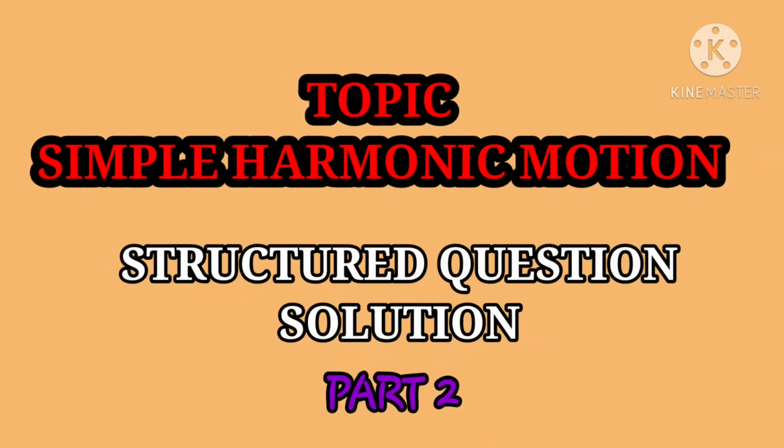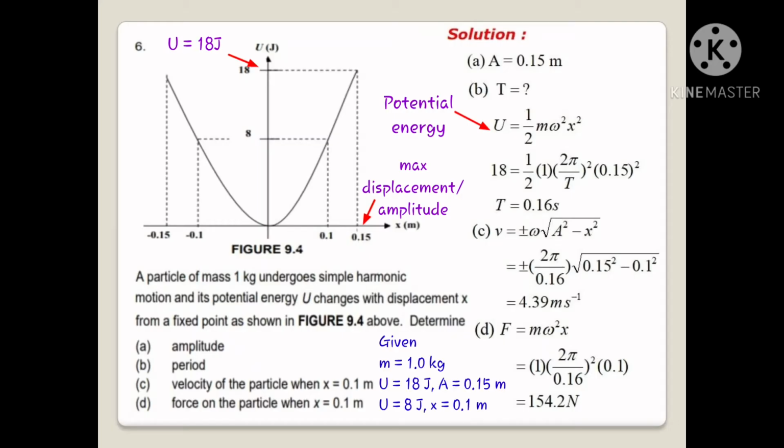We will discuss the topic simple harmonic motion for structured question solution part 2. Question number 6, show graph of potential energy in terms of displacement x. The information from the graph is when U is equal to 8 joule, the displacement x is equal to 0.1 meter, and when U is equal to 18 joule, the maximum displacement, which is amplitude, is equal to 0.15 meter.